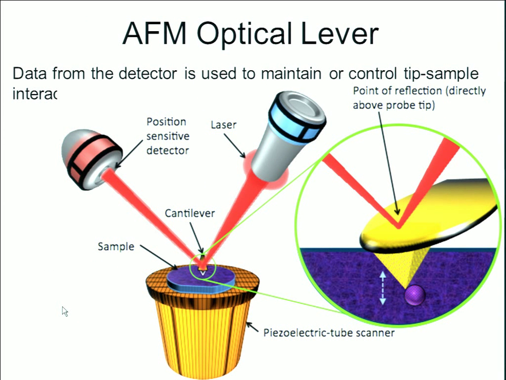Here's an image again, just showing the optical cantilever at work. Basically, we have our detector, our laser. It hits the cantilever, is reflected up to the position-sensitive detector, and this is used to detect changes and maintain the tip-sample interaction via the feedback loop. Down below, of course, we have our piezoelectric tube scanner.